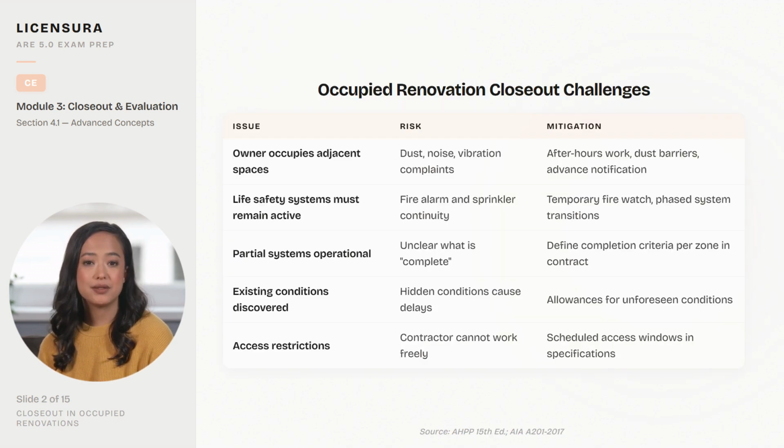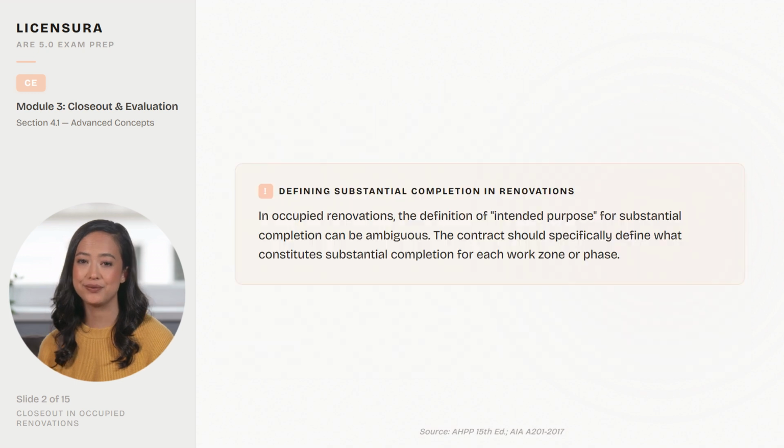This occupied renovation closeout table identifies the unique challenges of closing out work in a building that remained occupied during construction. Punch list items may need to be completed during off hours to avoid disrupting occupants. Commissioning must verify that existing systems were not impaired by the renovation. And documentation must distinguish between pre-existing conditions and new work to properly allocate warranty responsibilities.